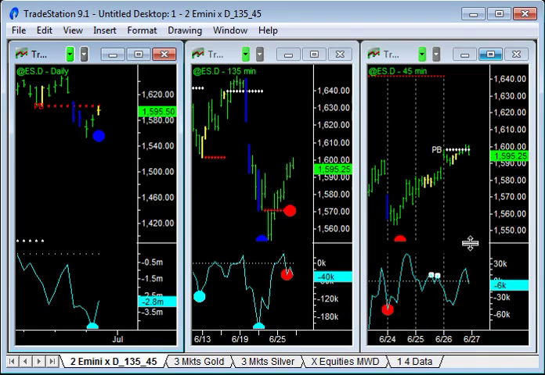Anyway, so just wait and see, play the signals, but just curious kind of day, and I don't think necessarily the move to the downside is over.